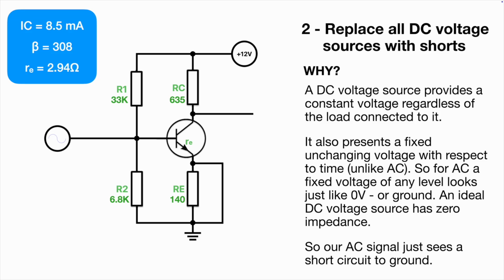But it also presents a fixed, unchanging voltage with respect to time, because it's DC. So it's going to be 12 volts, 5 seconds later, half an hour later, 2 days later. That's the point. It's not going to change. Unlike AC, of course, which does change its voltage with respect to time. So, for an AC signal, a fixed voltage of any level just looks like a baseline, the zero crossing line.